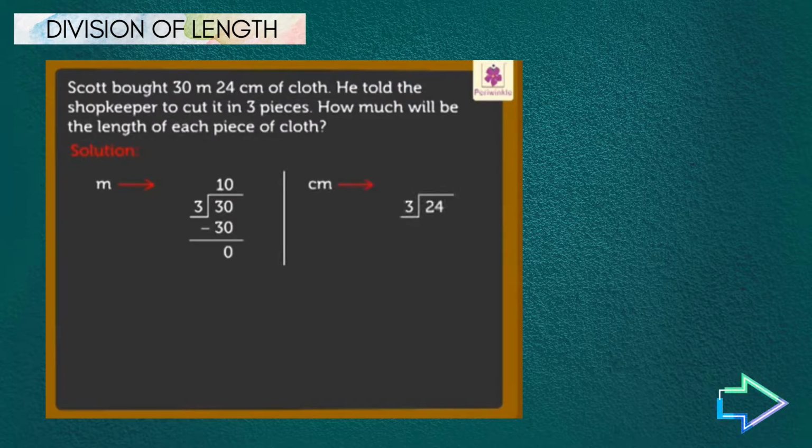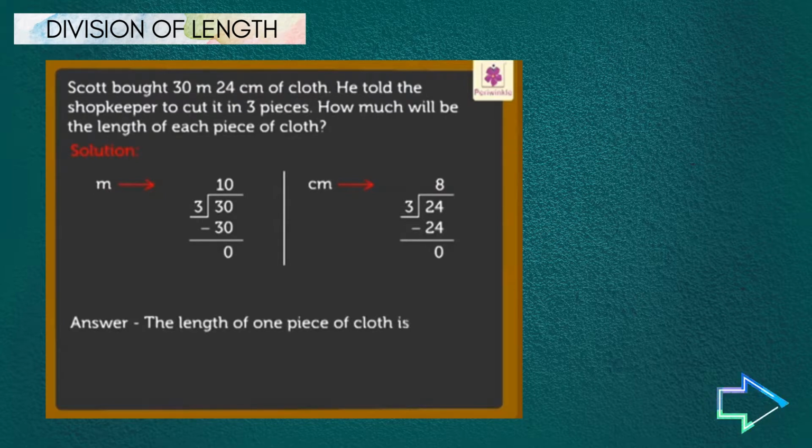Now, divide 24 centimeters. How many times 3 is 24? 8 times 3 is equal to 24. Therefore, we will write 8 as the quotient. Further, write 24 below the dividend and subtract. The final remainder we get is 0. Look, we found the answer. The quotient is 10 meters 8 centimeters. Thus, the length of one piece of cloth is 10 meters 8 centimeters.